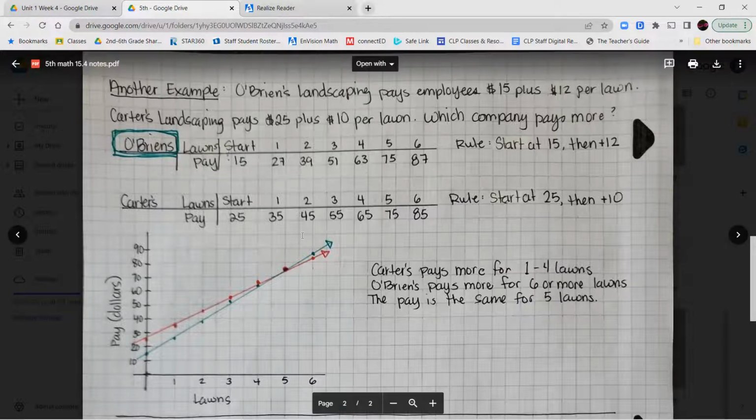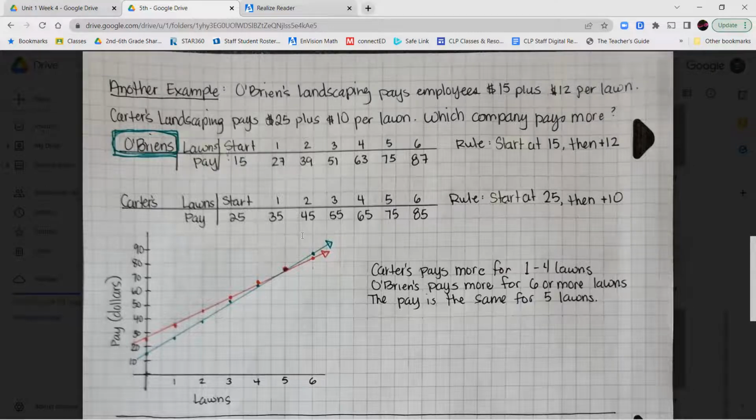For Carter's, they start at 25, and then they add $10 each time. So for 1 lawn, it's going to be $35. For 2, it's 45. For 3, it's 55. For 4, it's 65. 5 is 75, and 6 is 85.